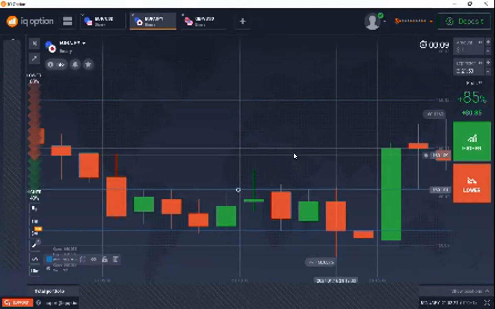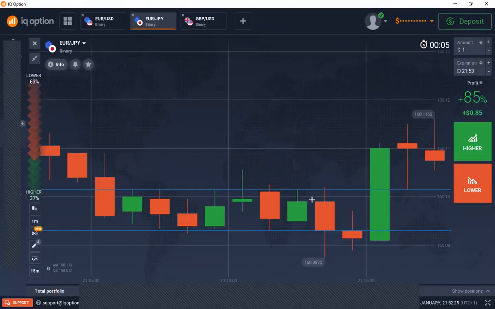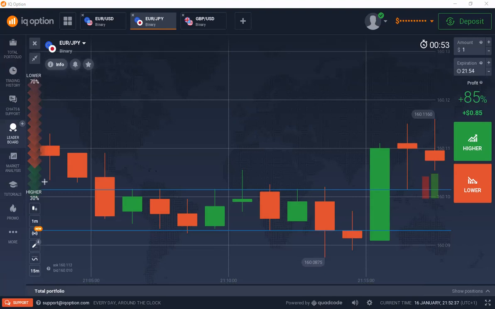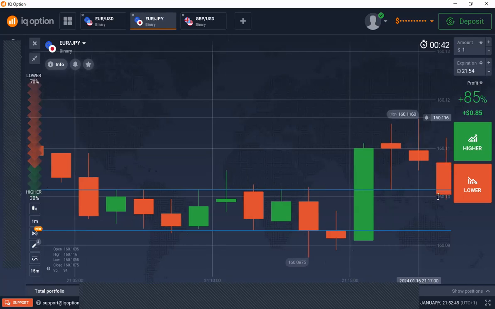So all I need is to wait for a red candle to close inside this zone. Once a red candle closes inside the zone, it means the buyers will enter on the next candle. That is what I'm waiting for. This is only a 1 minute expiry time trade. Let's see what happened. Now a red candle has closed inside the zone.